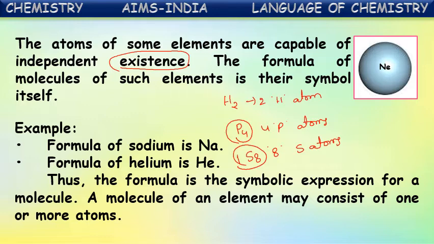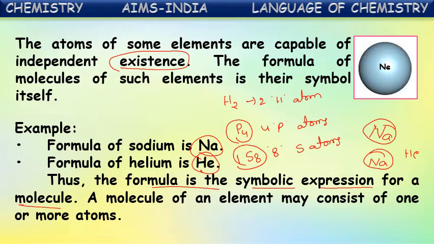See here, examples. Formula of sodium, simply you can write Na. There is no subscript of 4, 5 or 6, because that many atoms are not forming a molecule. A single atom can form a molecule, that is called its formula. Formula of sodium is Na, that's it, simple. Formula of helium, He, because these elements individually form the molecule, they are independently existing. See, thus the formula is the symbolic expression for a molecule. Formula is nothing but symbolic representation.